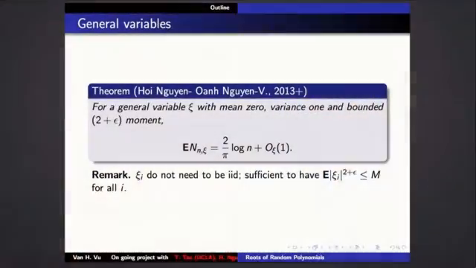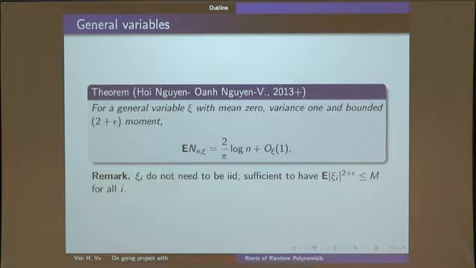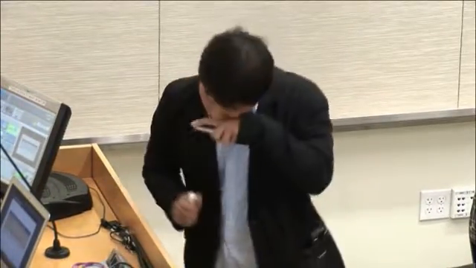Okay, so now the result I want to present is the following: we can prove that for any random variable with mean 0 and variance 1, and say bounded 2 plus epsilon moment, the expectation is 2 over pi log n plus some amount of big O of 1. And this big O, I think, has to depend on the random variable, so it may not be the same constant everywhere. Well, we don't know whether it is a constant or not.